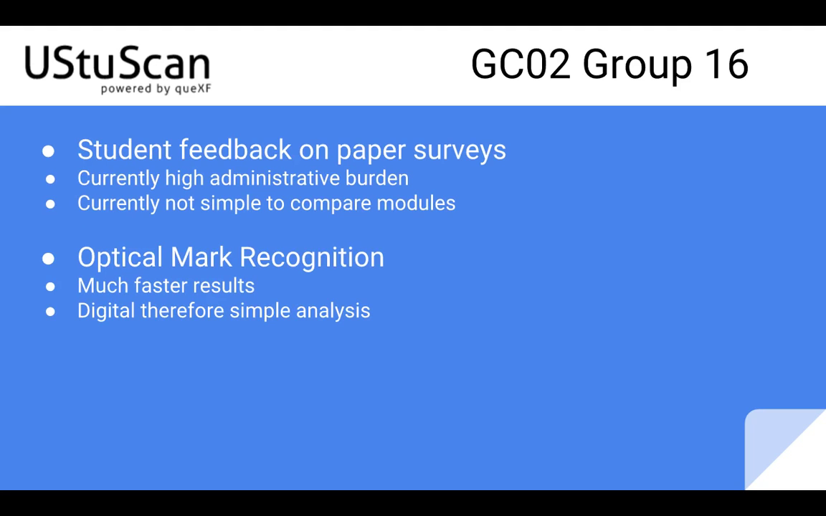So the problem is student feedback forms, in order to get a high response rate, need to be on paper. That's because students don't fill out online surveys in general, but these paper surveys produce a high administrative burden on the admin team for the university, inputting data into spreadsheets, and it's not currently simple to compare modules once the information is inputted digitally. There are no simple charts where you can have modules side by side for comparison.